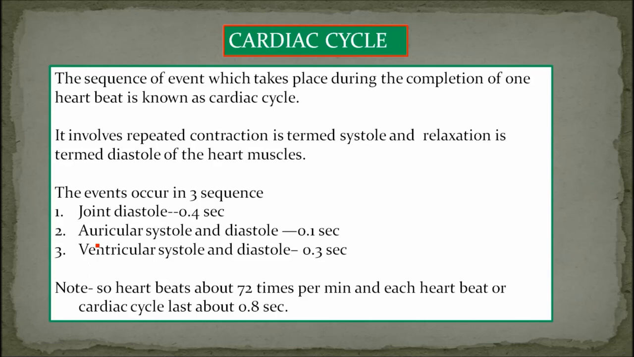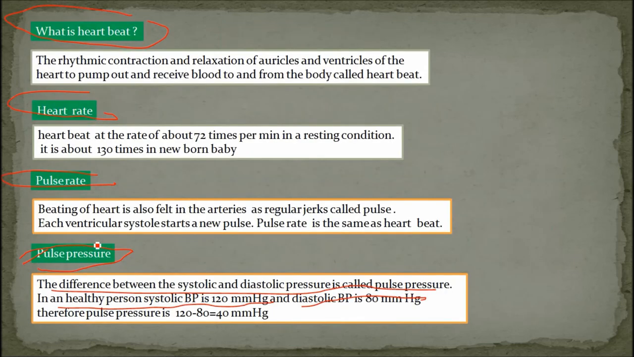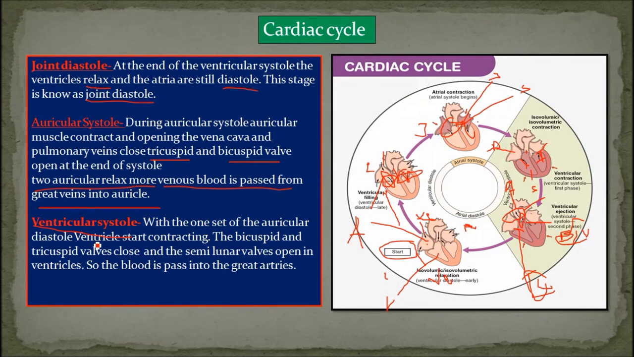Then after a few definitions we learned, I explained what the cardiac cycle is. First, it starts from here, where both the auricles and the ventricles are in the diastolic or relaxed stage. In the second stage, the auricles allow the blood to come and fill the ventricles. So the auricles are in diastole, and the ventricles start relaxation, the ventricles are also in diastole. So the blood comes and enters there.